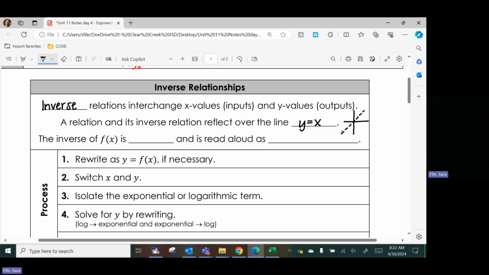Okay, we write the inverse using the -1 as the little power there as a superscript. Remember, that's how we indicate that it's inverse. Okay, and the way that you read that is f inverse of x.